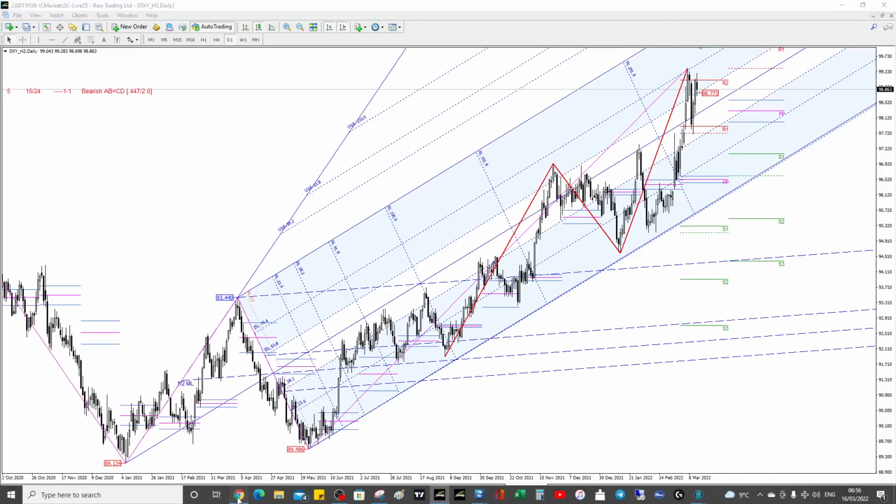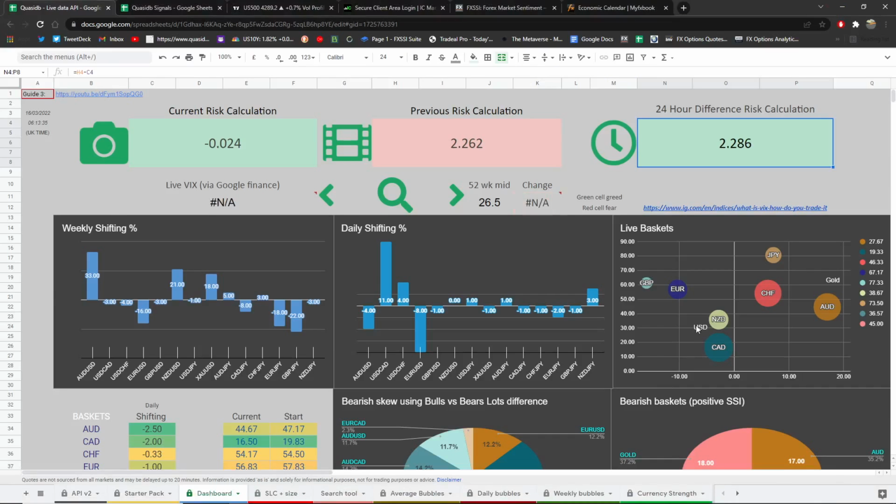Sentimentally, it's actually a buy. So we have to be really, really careful today. Just be careful, and then you should be fine.